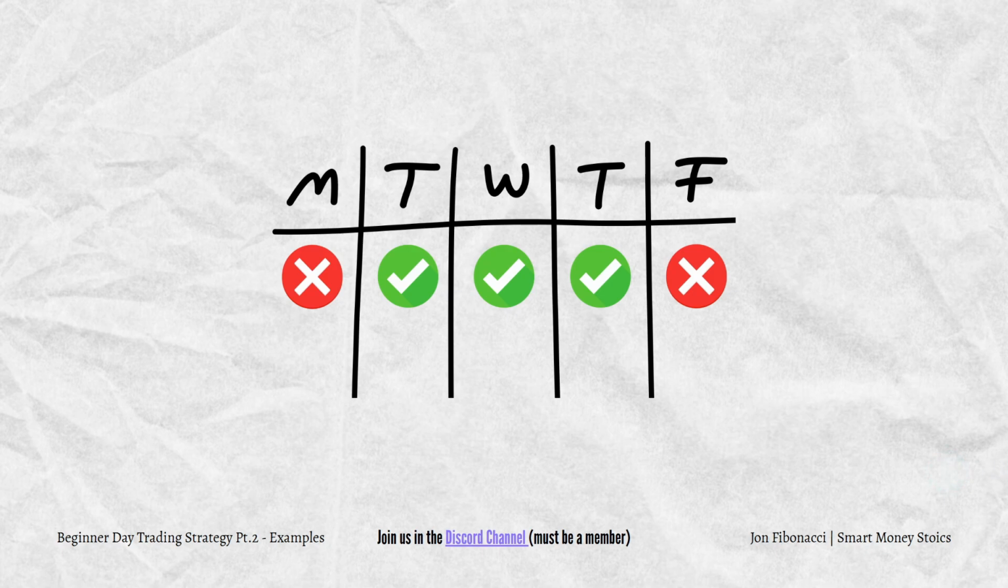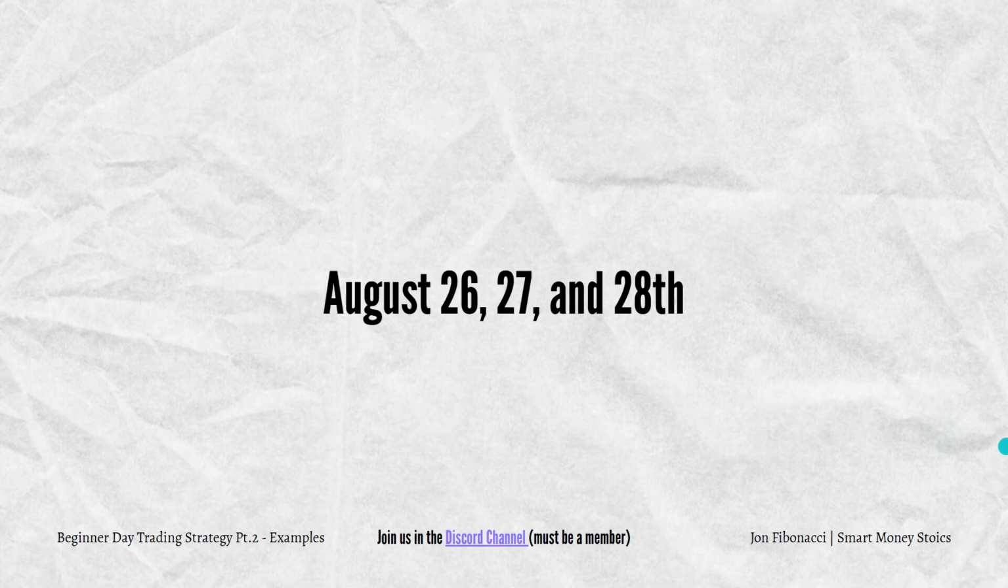We also discussed that the best days to trade are going to be Tuesday, Wednesday, and Thursday. It's not to say that you can't trade Monday or Friday. It's just that for this particular strategy, and especially for beginner traders, we cut off the end of the week and focused on the middle 3 days: Tuesday, Wednesday, and Thursday. That is what we'll be looking at in this video.